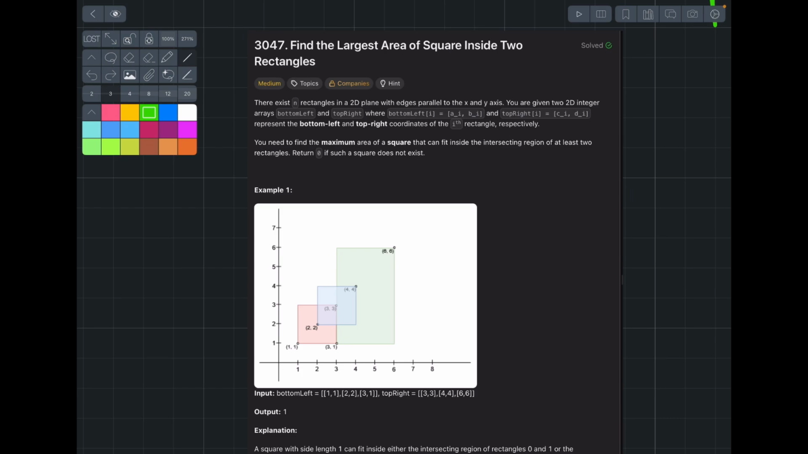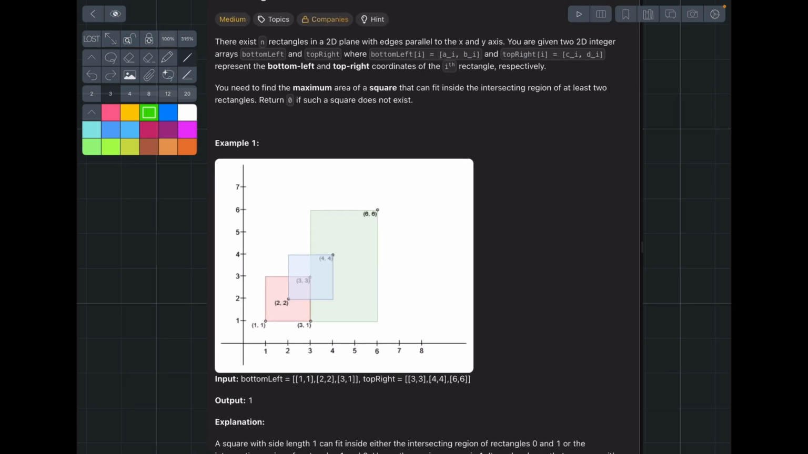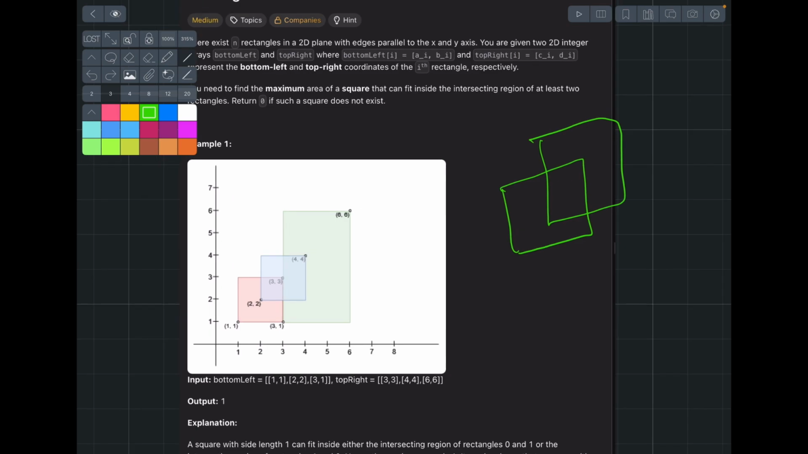So let's focus on two rectangles for now, taking them one pair at a time. A square must lie inside their intersection. The intersection of multiple rectangles is still just a rectangle.